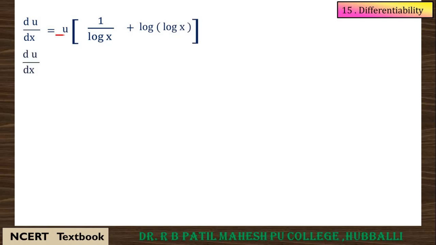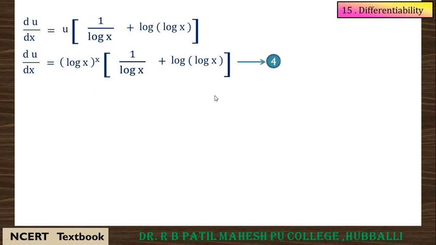Next step, substitute u from the consideration. So it is log x raised to x into bracket 1 upon log x plus log of log x. This u substitution is compulsory. So this is equation 4, and this is the du by dx answer. Next is to find the dv by dx answer, by differentiating equation 3, that is log v.